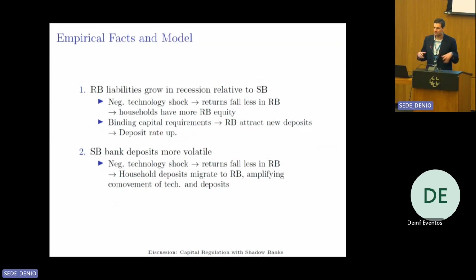You can see how this mechanism is going to work, because it amplifies the negative technology shock. In the shadow banks, there's going to be a decrease in deposits, but then a lot of these are also going to migrate. So it magnifies these responses, and so you see that these shadow bank deposits are more volatile.